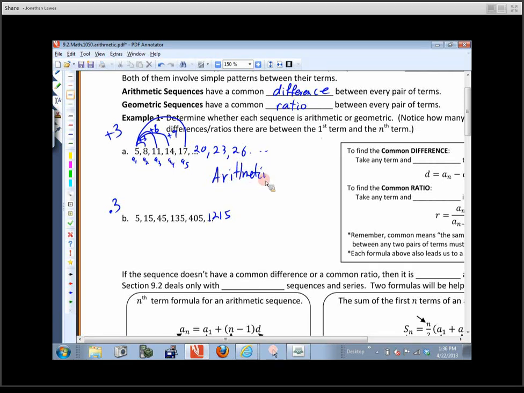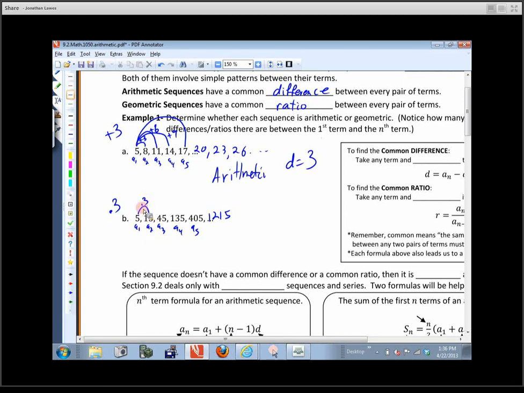Okay. And the common difference is 3. We're going up by 3 every single time. Okay? Now on this one, again, I want you to take note. If this is a sub 1, this is a sub 2, this is a sub 3, a sub 4, and a sub 5, what do we have to multiply by to go from 5 to 15? We're going to have to multiply by 3.